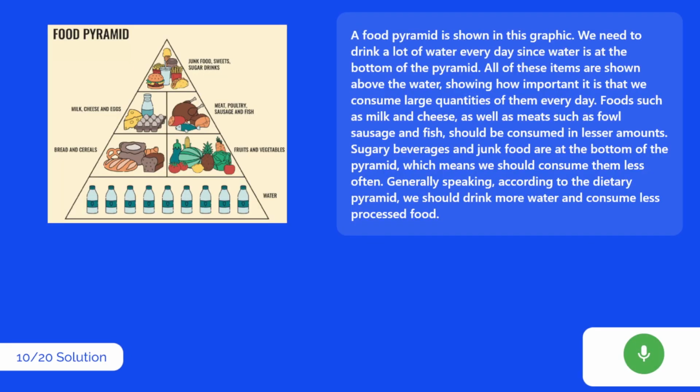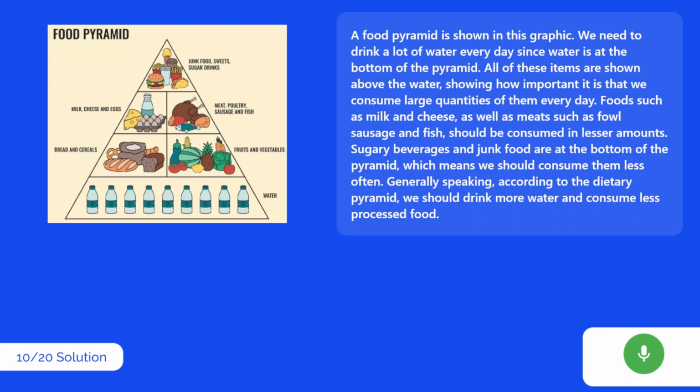A food pyramid is shown in this graphic. We need to drink a lot of water every day since water is at the bottom of the pyramid. All of these items are shown above the water, showing how important it is that we consume large quantities of them every day. Foods such as milk and cheese, as well as meats such as fowl, sausage and fish, should be consumed in lesser amounts.